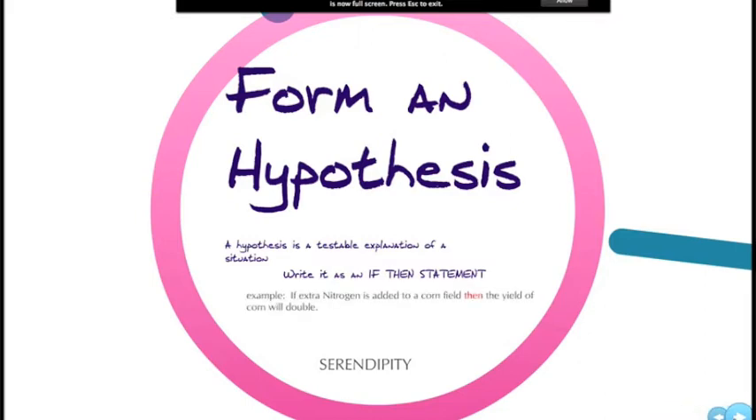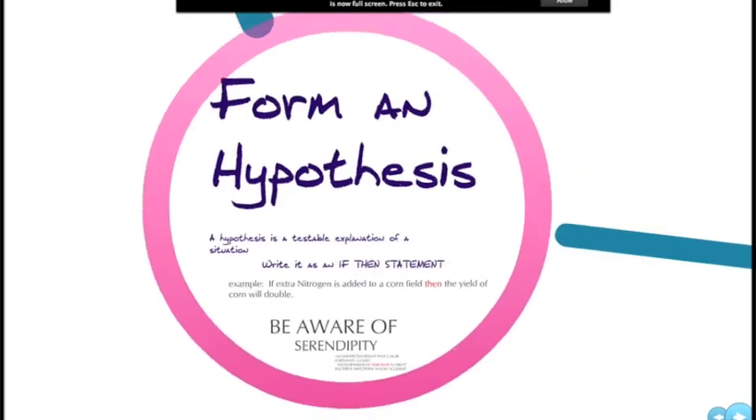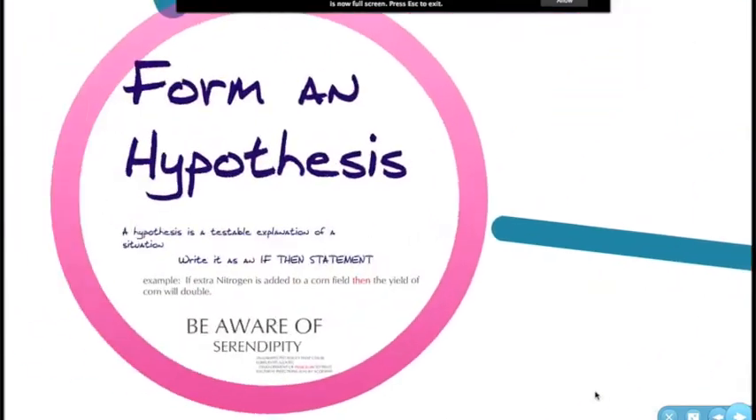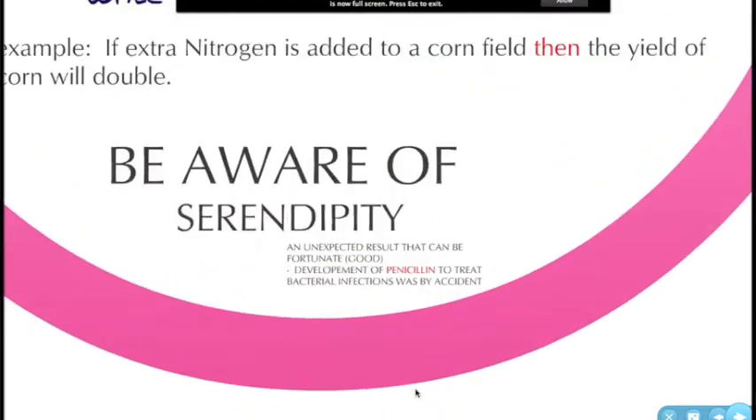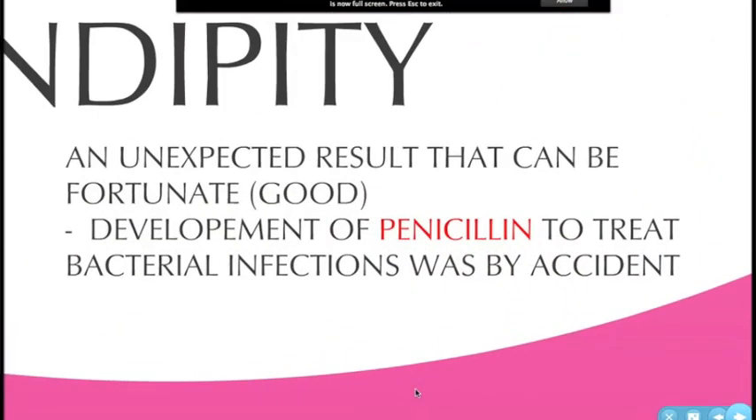In our case, we'll use if extra nitrogen is added to a cornfield, then the yield of the corn will double. Very good, clearly defined hypothesis with things to measure. Well, you need to be aware, though, when you make a hypothesis of an action called serendipity. And this serendipity means, oops, sorry about that. Serendipity just means you get a good result because you made a mistake.